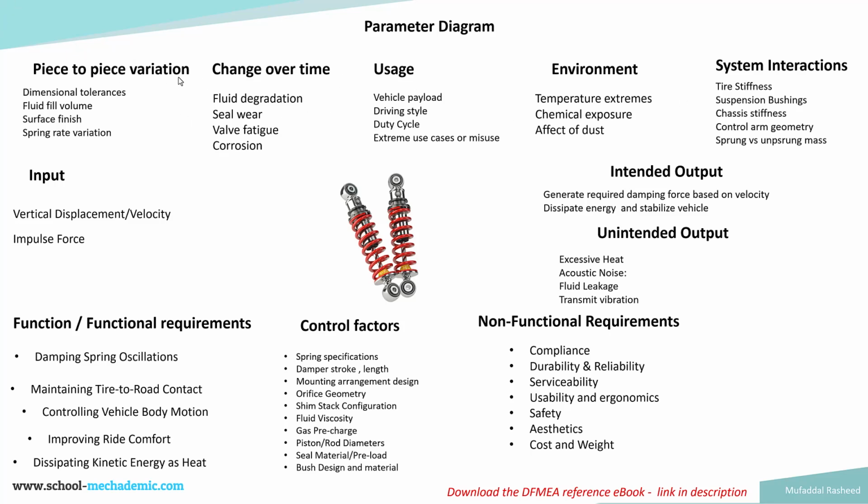One of them is piece-to-piece variation. So the dimensional tolerances, of course, the tolerances which the design engineer sets is one thing, but what tolerances can be achieved is another thing. So dimensional tolerances which are actually achieved on the part, on the shock absorbers, the fluid fill volume, because that happens on the assembly line and is not in control of the design engineer, it's in control of manufacturing. The surface finish which is being maintained in manufacturing, the spring rate variation which is caused due to manufacturing. So the design engineer specifies one spring rate, and in manufacturing there is of course a range. We cannot manufacture at one single spring rate, there is a variation. So that variation is not in control of the design.